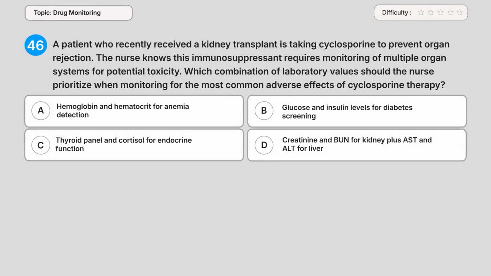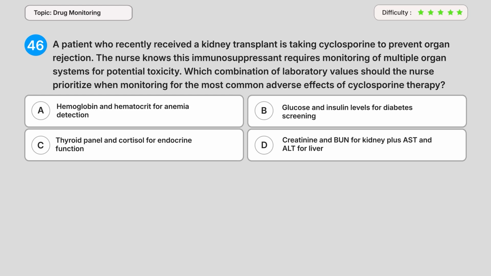46. A patient who recently received a kidney transplant is taking cyclosporine to prevent organ rejection. The nurse knows this immunosuppressant requires monitoring of multiple organ systems for potential toxicity. Which combination of laboratory values should the nurse prioritize when monitoring for the most common adverse effects of cyclosporine therapy?